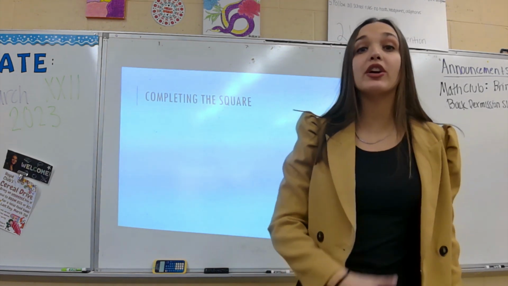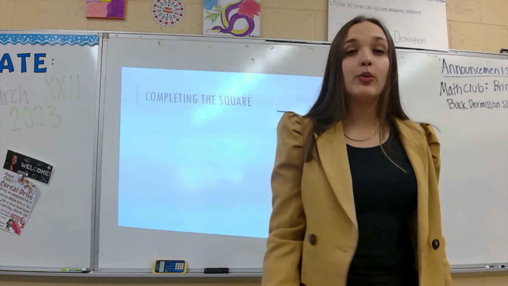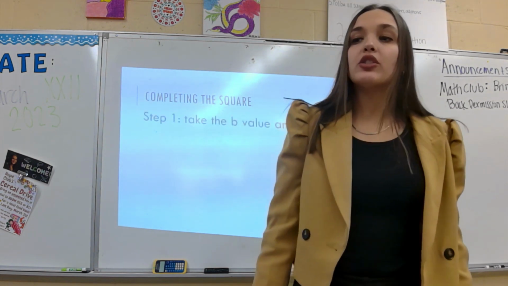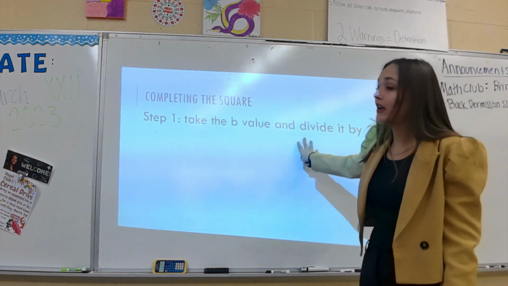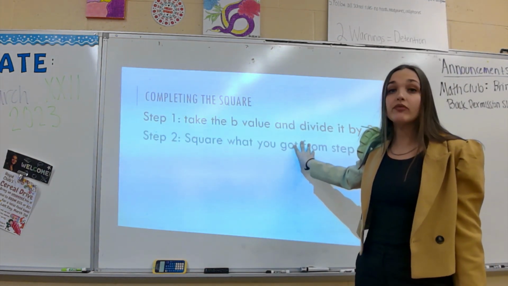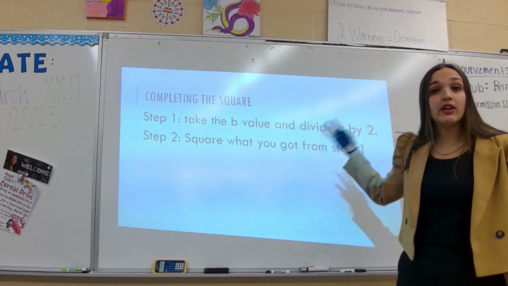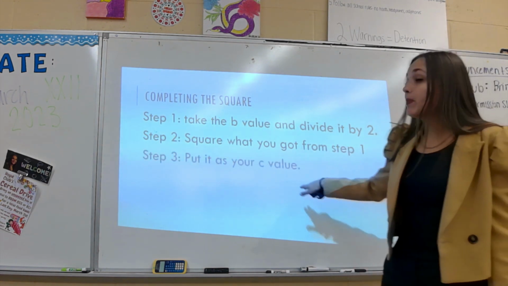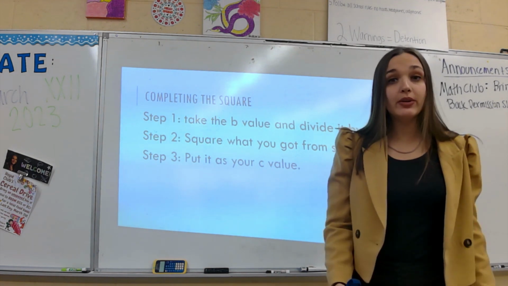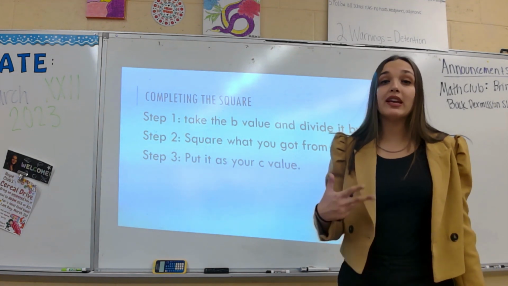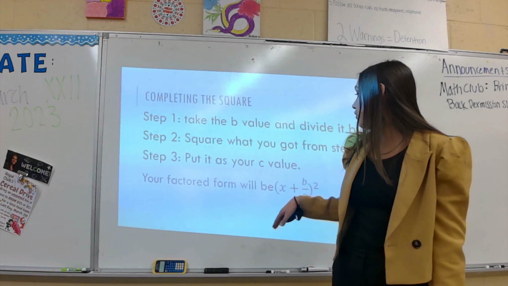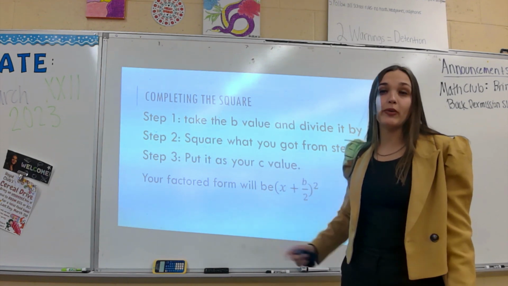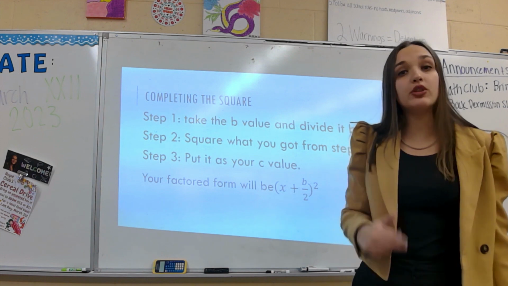Today we are going to be going over completing the square. As always, it's important to know what our steps are to complete the square. So our first step is to take the b value and divide it by 2. Then once we get that, we take our b divided by 2 and we square it. Then we're going to put that as our new c value, and then we are going to put it in our factored form. So our factored form is going to be x plus our b over 2 squared. So we have to remember what our b over 2 is.